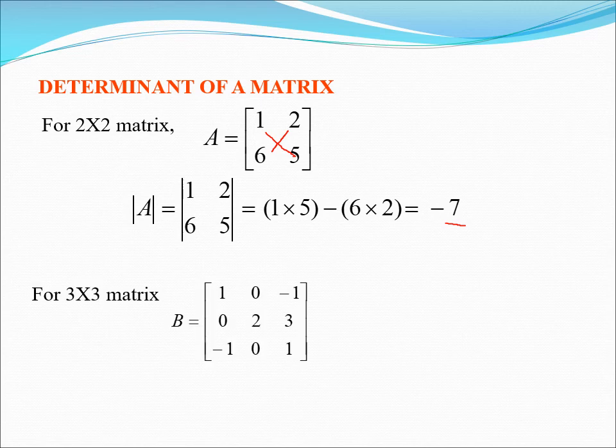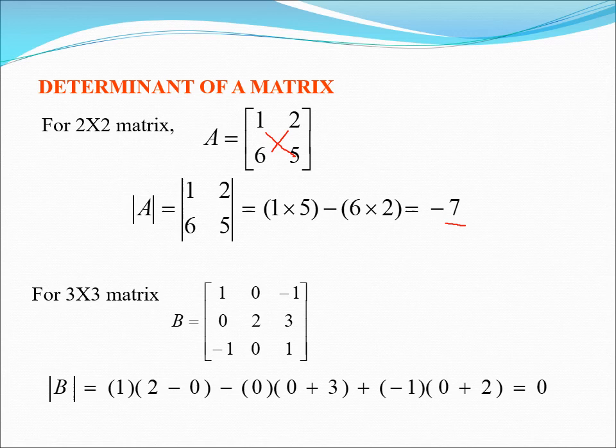Then for a 3 by 3 matrix, the determinant is calculated like this: 1 into the determinant of 2, 3, 0, 1, that is 2 into 1 minus 3 into 0. So this is 1 into 2 minus 0. Then next it is minus 0, this element, minus 0 into the determinant of 0, 3, minus 1, 1. So that is 0 into 1 minus 1 into 3. So this is 0 into 0 plus 3.